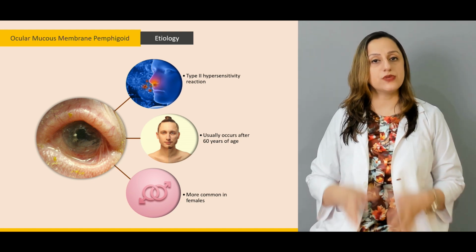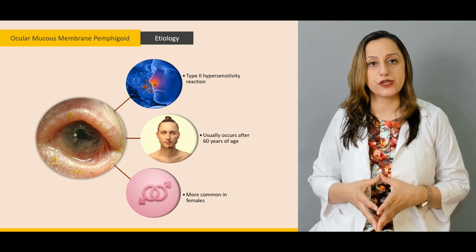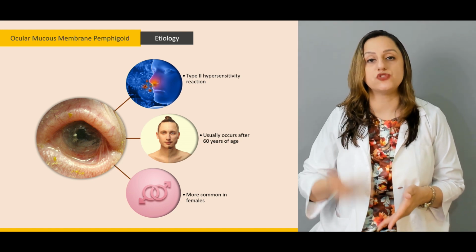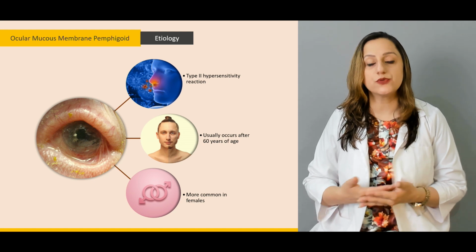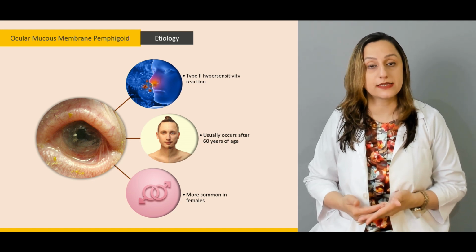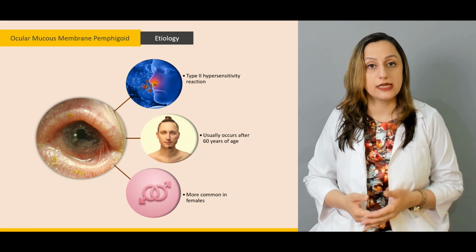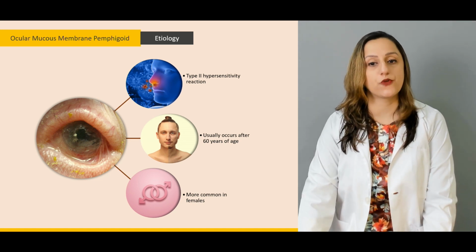So the history would again be very important over here, the age of the individual and the gender of the individual, and that would really point towards the kind of condition that this individual can be suffering from.